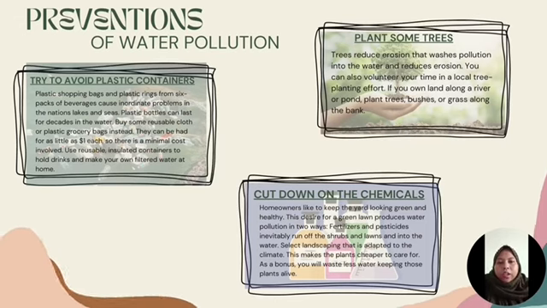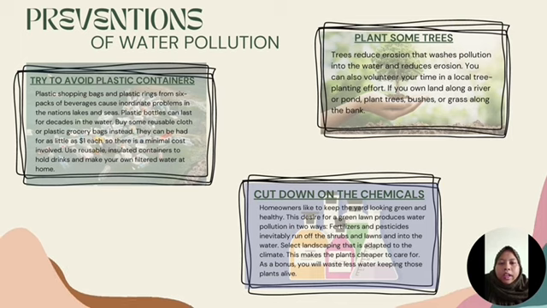Prevention of water pollution. The first one is to avoid plastic containers. Plastic shopping bags and plastic rings from 6-packs of beverages cause inordinate problems in the nation's lakes and seas. Plastic bottles can last for decades in the water. To avoid plastic containers, buy reusable cloth or plastic grocery bags instead. They can be had for minimal cost. Use reusable insulated containers to hold drinks and make your own filtered water at home.